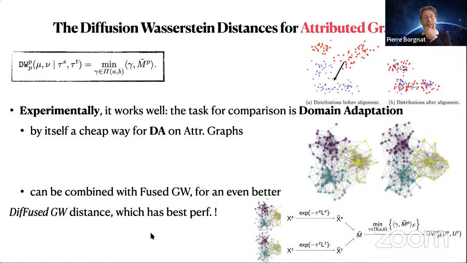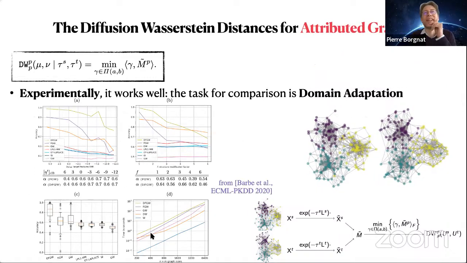So we can do that, and in fact, for this task of domain adaptation, we did some simulations, and here I will not detail all the curves. What you can see is that if you are only considering the diffusion-versus-time distance, it is the third curve, which is in orange, this one here.